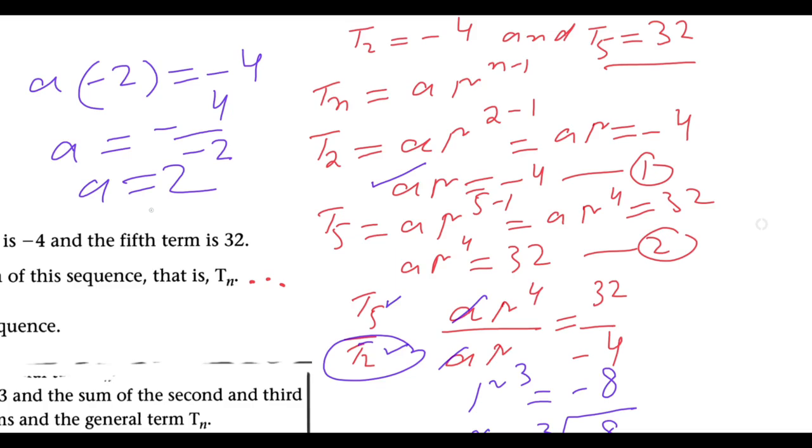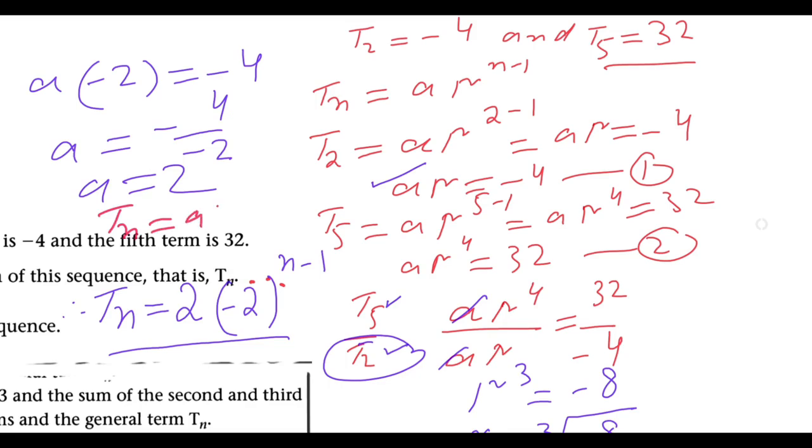So now we can write the formula for the nth term. So therefore the formula will be Tn is equal to, first term A is 2, and ratio we got -2, and power n minus 1. So this is my final answer. So this is the nth term. Remember, we're using this formula Tn is equal to A R to the power n minus 1. So this is my final answer. This is my nth term.